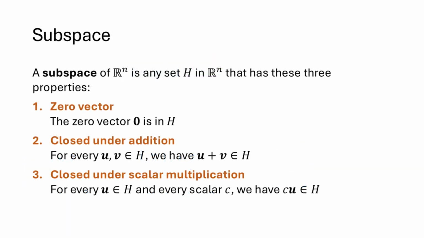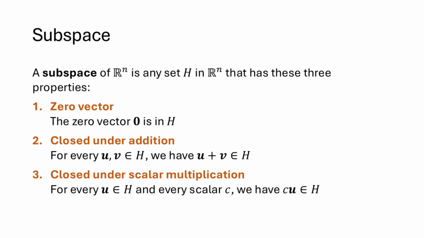Now we're especially interested in when a set of vectors forms what's called a subspace. So a subspace of Rn is any set of vectors in Rn that has these three properties. Number 1, the set has to contain the zero vector. Number 2, the set has to be closed under addition.